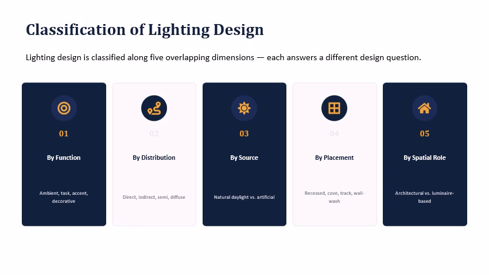Then in terms of source, there is natural daylight and also artificial daylight. In terms of placement, there is recessed, cove, track, wall wash. Then in terms of spatial role, whether it is used for architectural purposes or for illumination based on engineering purposes.